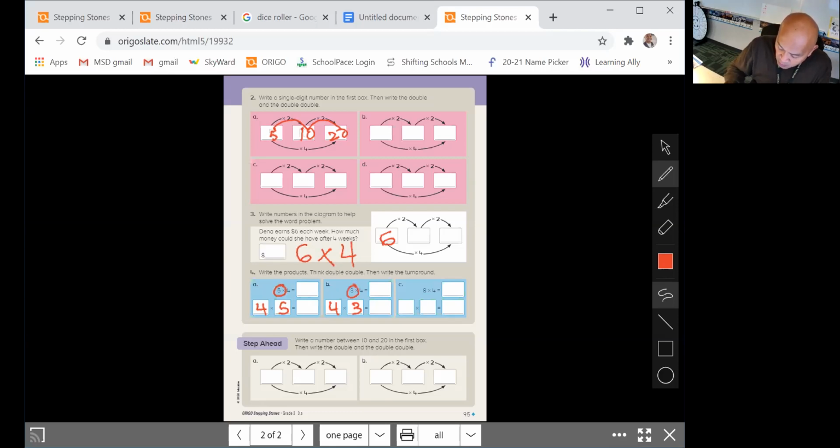And then on C, 8 times 4. Sorry, the turnaround fact is 4 times 8. Let me make that better. There we go. And are you going to double double the 8 or the 4? You're going to double double the 8. Okay, on your step ahead, you give yourself a challenge. Just write a number between 10 and 20 in the first box, and then write the double double. So that's where you can use greater numbers than 1 through 9.